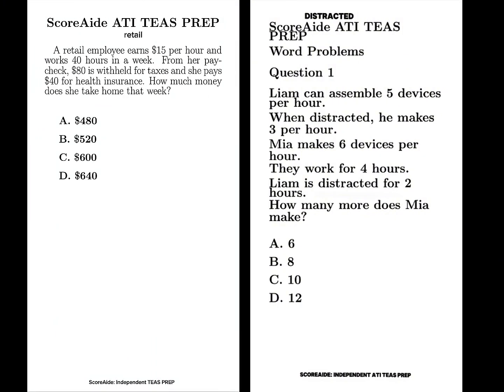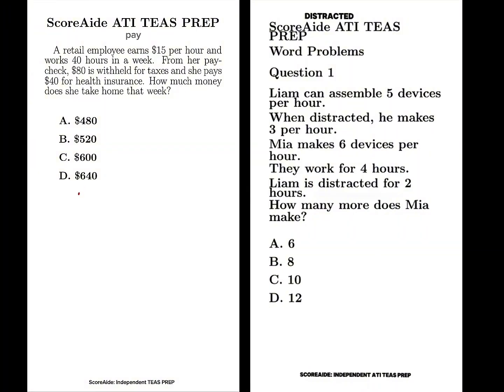A retail employee earns $15 per hour and works 40 hours a week. From her paycheck, $80 is withheld for taxes, and she pays $40 for health insurance. How much money does she take home for the week? Right? So this is just going to be easy.